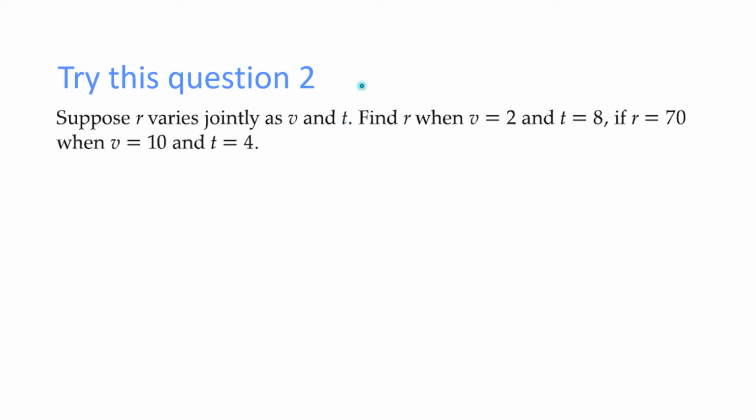Try this question 2. Suppose r varies jointly as v and t. Find r when v equals 2 and t equals 8, if r equals 70 when v equals 10 and t equals 4. Please attempt this question. When you have completed this question, you can play this clip again to view the solution.